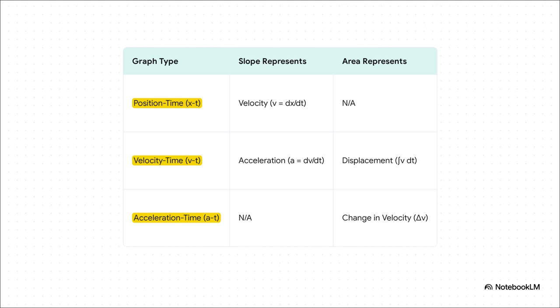Now, for a velocity-time graph, and this is the big one we're going to focus on, the slope is acceleration, and the area underneath is displacement, how far the object moved. And finally, for an acceleration-time graph, that area tells you how much the velocity changed. Seriously, this table is the master key to unlocking all of these problems.